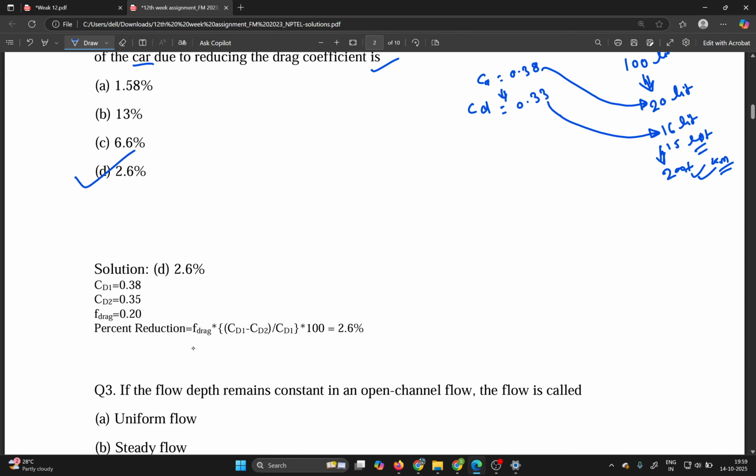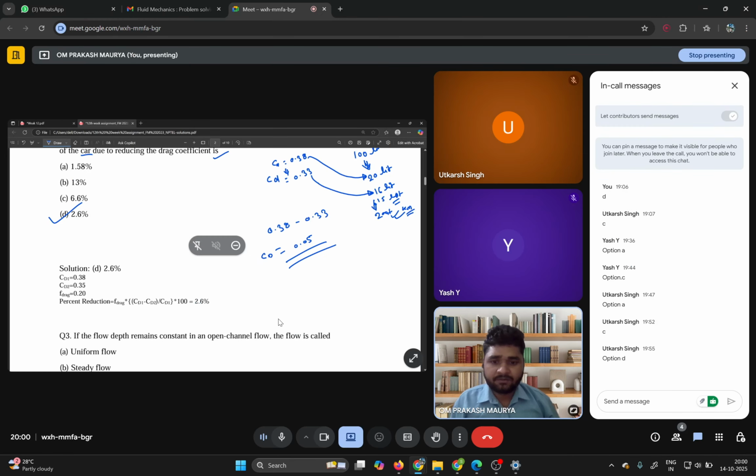The drag reduction is 0.38 minus 0.33, so this is 0.05. The drag coefficient is reduced by 0.05. Please, I'll take a 5-minute break here.